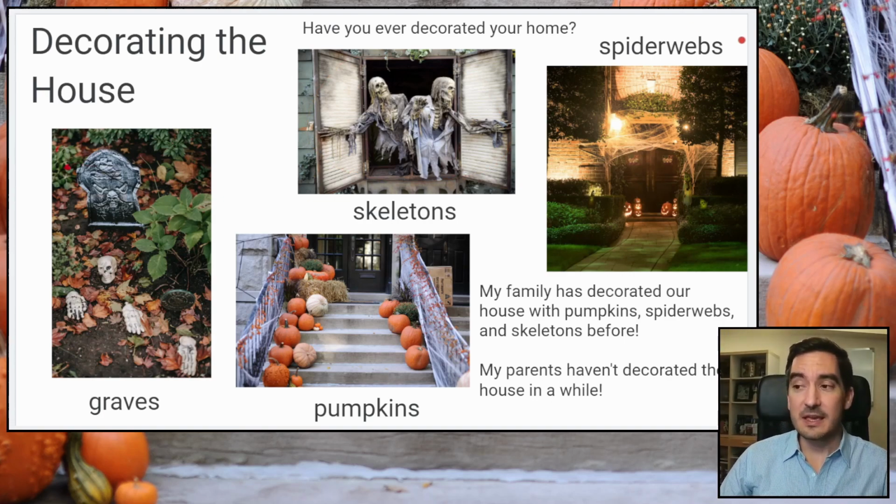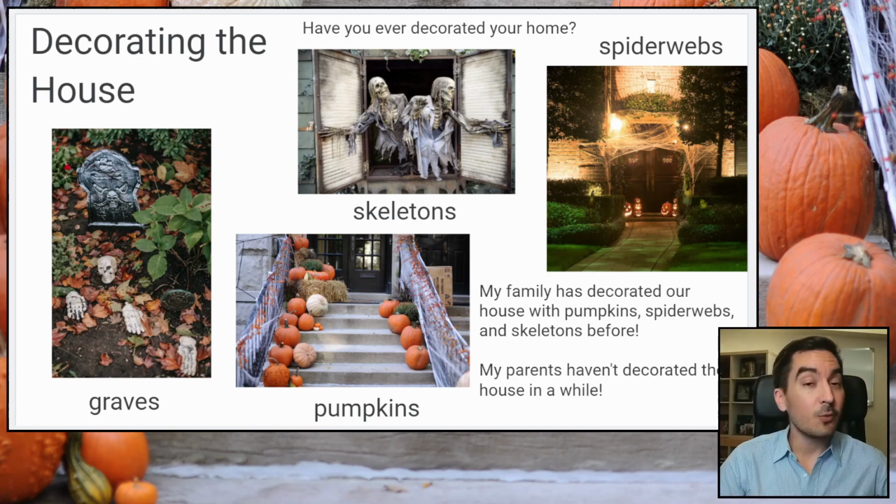Another thing is putting spider webs. Spider webs means what a spider makes. But people like to buy fake spider webs and put them all over their house or on their door, that kind of stuff. Okay? One other thing is pumpkins.